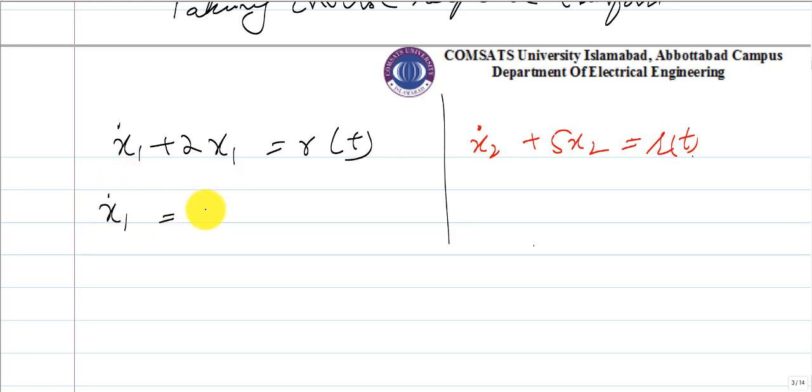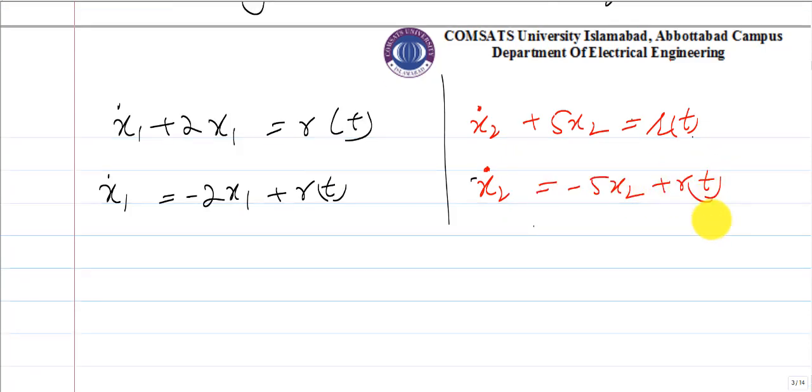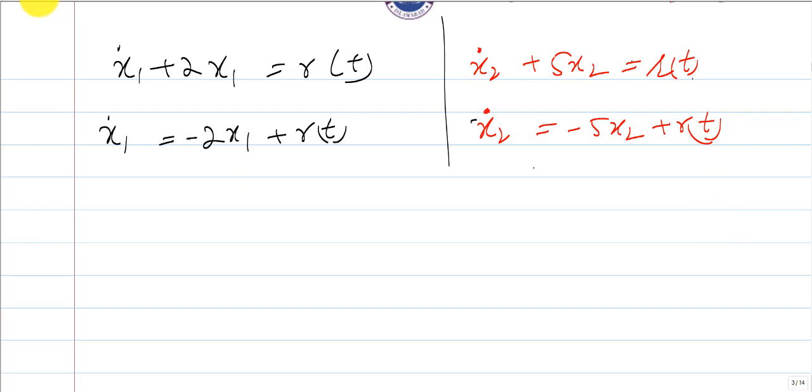x1 dot is equal to minus 2x1 plus R of t, and here x2 dot is equal to minus 5x2 plus R of t. So now we can write this in matrix form.